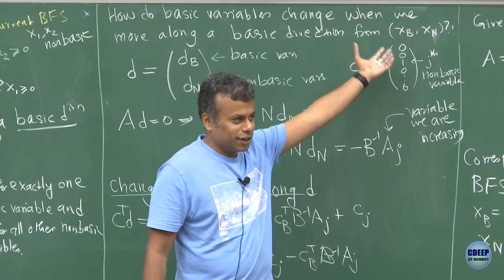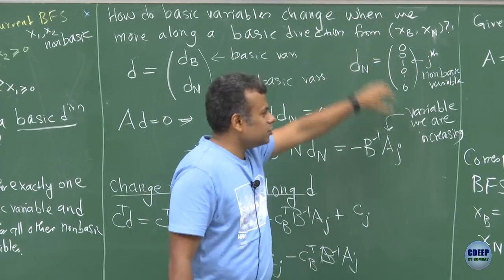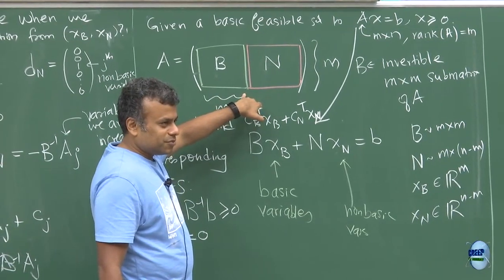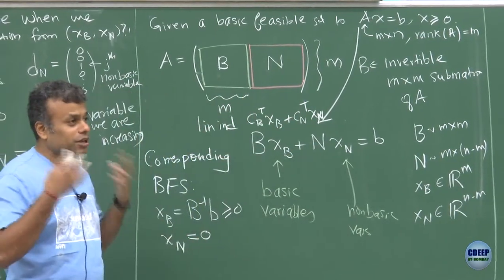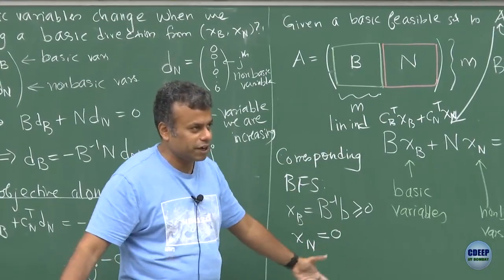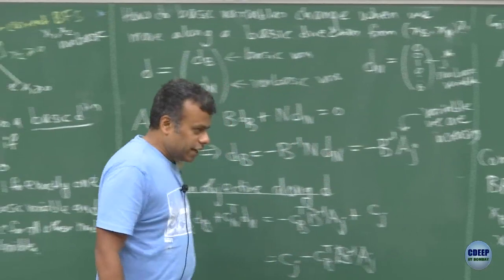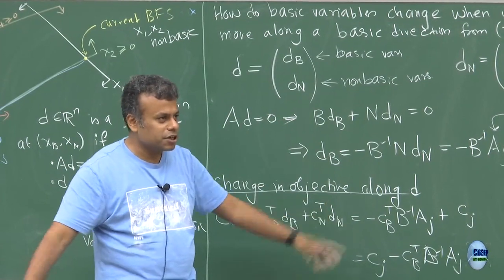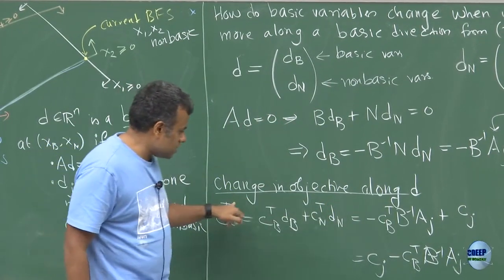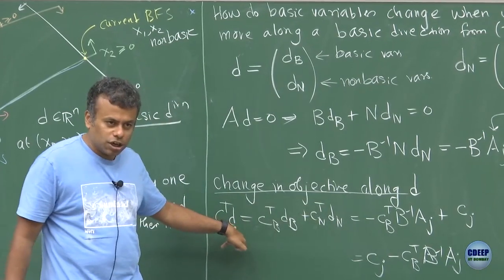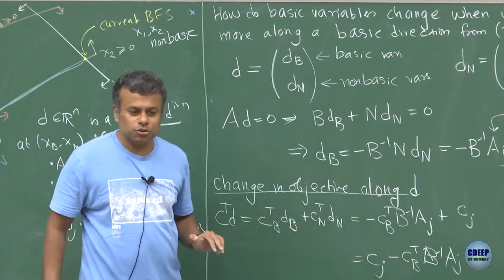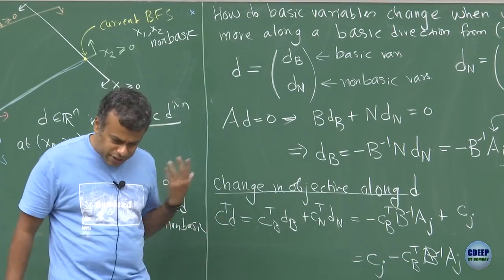I'm just saying that the jth variable is what we are planning to bring in, right? This doesn't have to be 1 through n, it's just a permutation. I could do that, but then the notation would get a little more complicated. What I'm hoping is that first I'll give you the idea, then when we take a numerical example, all that will be a little clearer. So what it says is, if I move a unit distance along the direction d from my current basic feasible solution, this is how the objective value is going to change.